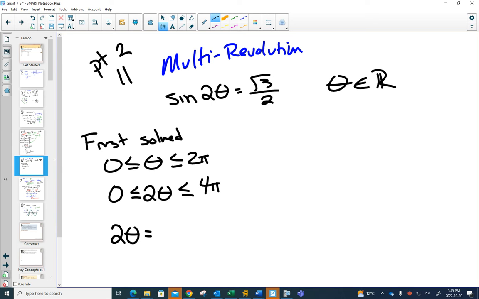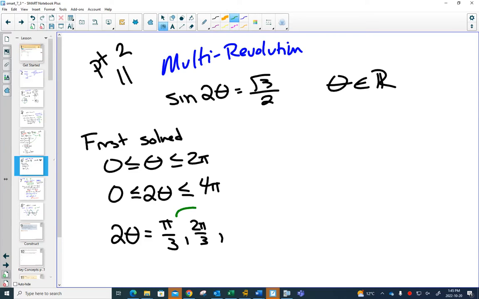root 3 over 2 on our pi plate? Yes. Quadrants 1 and 2, because it's positive. What family? That's your pi over 3 family. So in quadrant 1, pi over 3. In quadrant 2, 2 pi over 3. But that's only once around the circle. The second time around the circle, this one would be coterminal with this one.